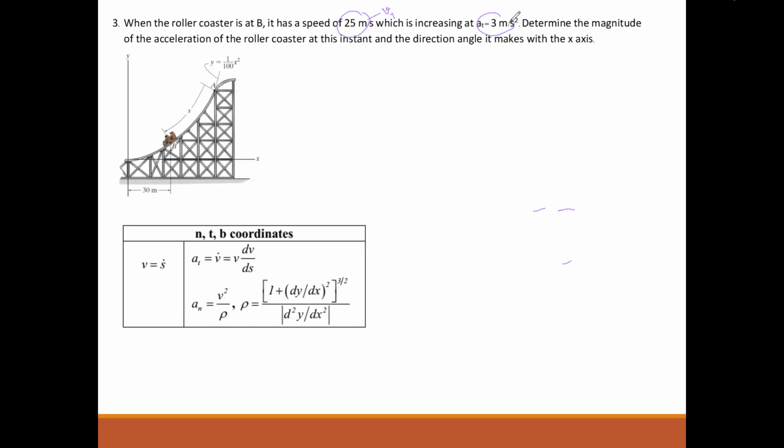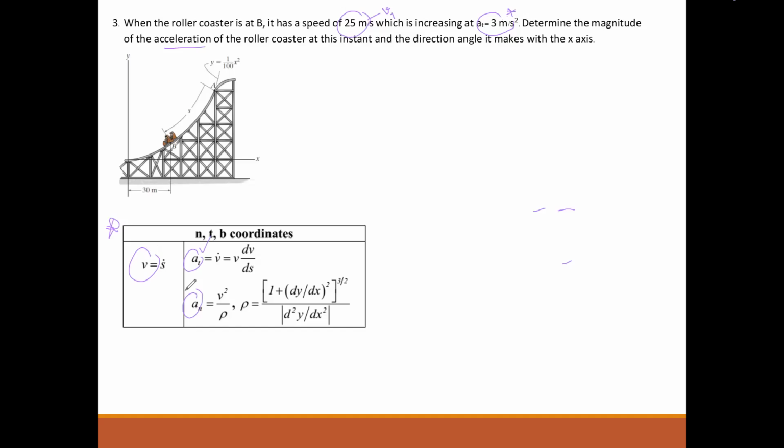Okay, so we would like to determine the acceleration of the roller coaster at this instant. Because the roller coaster moves along the curved path, the acceleration is not necessarily just this component. This is only one component. It also has the normal component, and we will use the formulas in the normal and tangential coordinate system. a_t we already know from the problem.